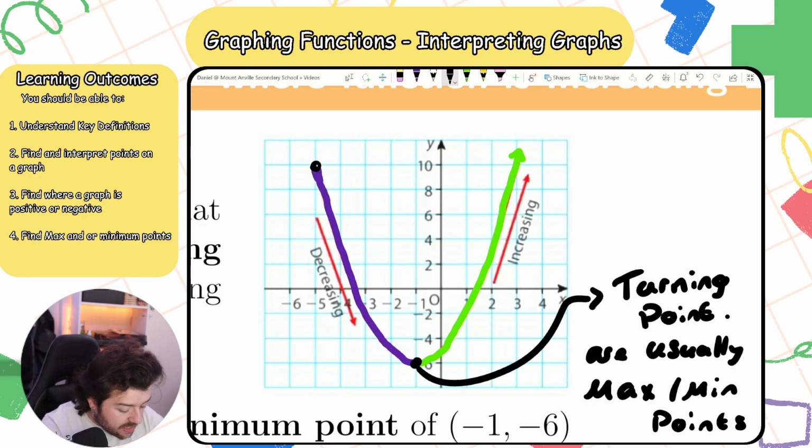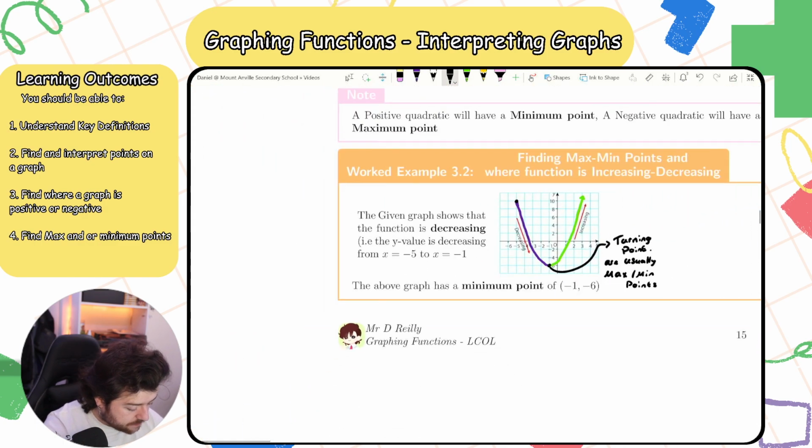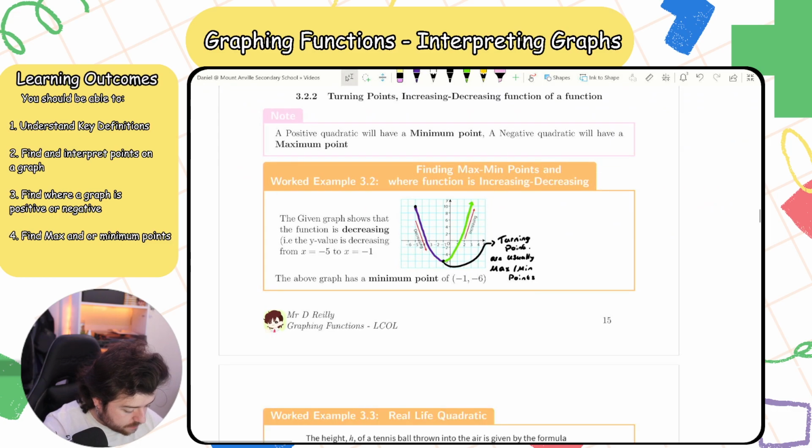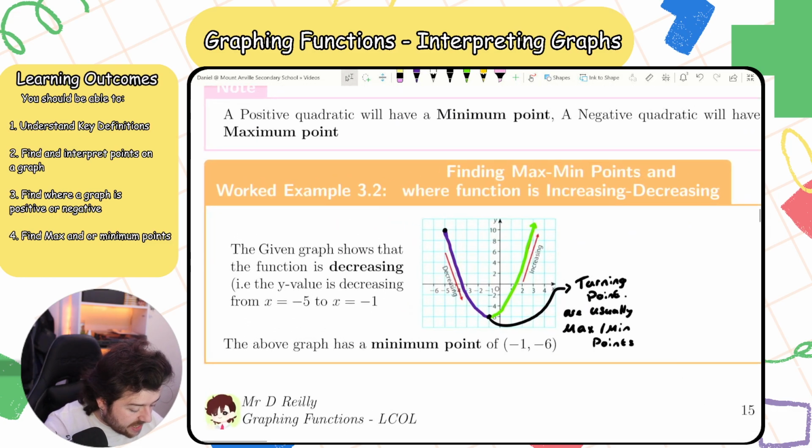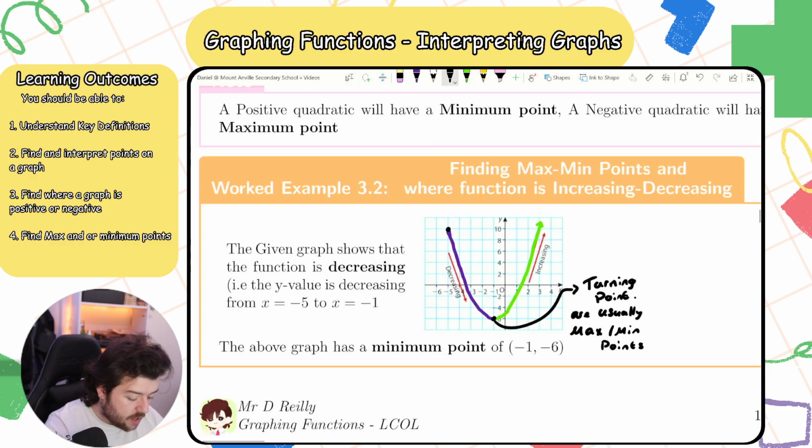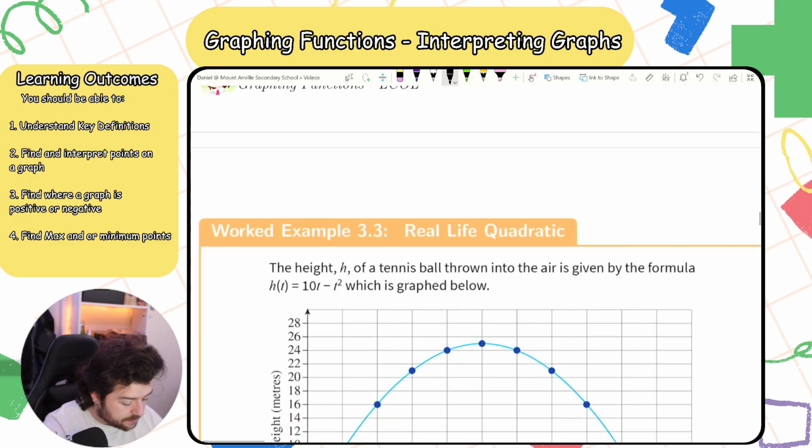So it's decreasing from x is minus 5 to x is minus 1, but then it's increasing from x is minus 1 to about x is 3. And that's it. And then the minimum point here is (-1, 6).